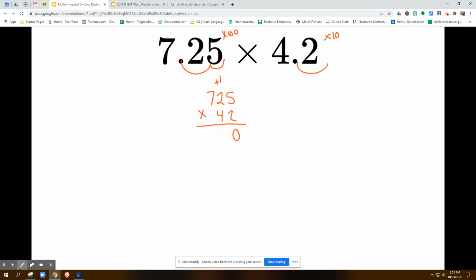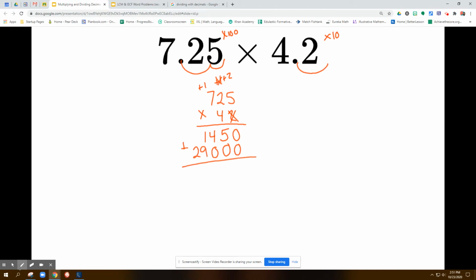2 times 5 is 10, carry your 1. 2 times 2 is 4, plus 1 is 5. And 2 times 7 is 14. Make sure to put your placeholder 0. 4 times 5 is 20. 4 times 2 is 8, plus 2 is 10. 4 times 7 is 28, plus 1 is 29.